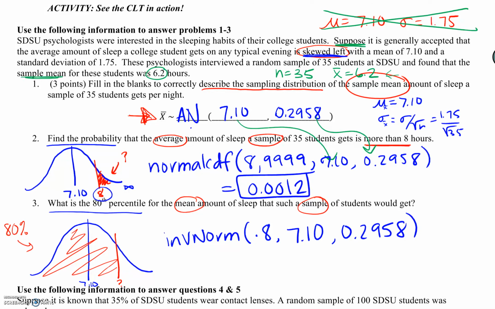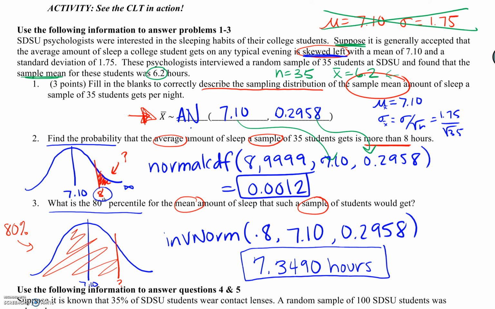0.8, 7.1. This is 7.348, so I guess I need to round that. And this is an actual value on this curve, so I do need units. And this was all about hours of sleep, right? So the 80th percentile would get about 7.3 hours of sleep from this sample. So hopefully that makes some sense.